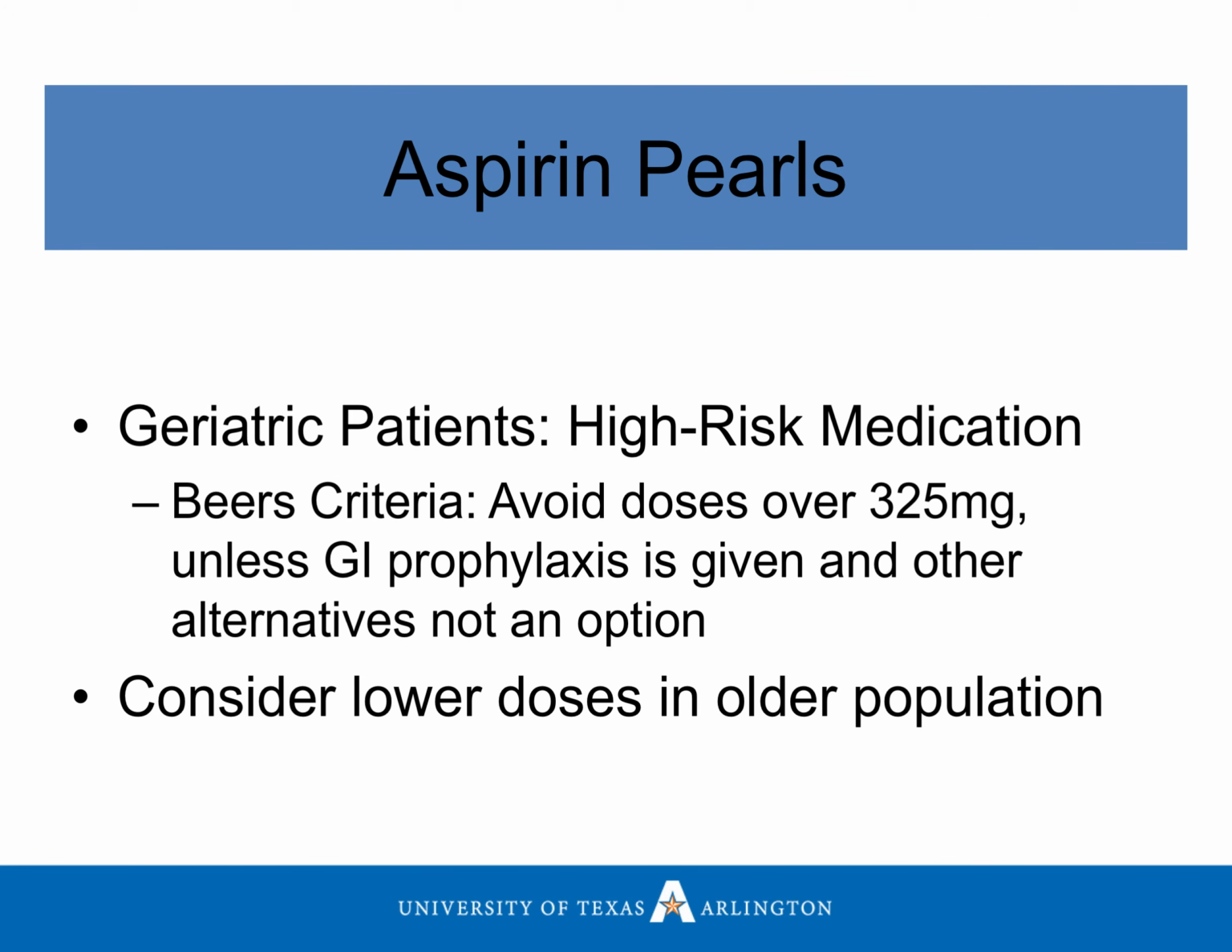Okay, so some aspirin pearls. So in the previous doses that we just went over, none of the aspirin doses actually exceeded 325 milligrams per day. However, I do want you to be aware that aspirin is on the Beers criteria list, and it is recommended to avoid doses over 325 unless GI prophylaxis is given, and other alternatives are not an option. So in older individuals, you may want to consider something to help protect the stomach to prevent GI bleeding. And then also maybe not use a 325 in someone who has a high risk for falls and those types of things. And so in the geriatric population, please be cautious and don't overdo the aspirin.